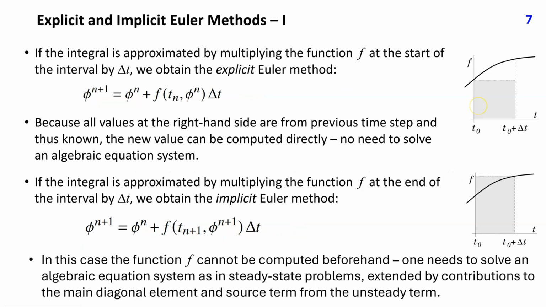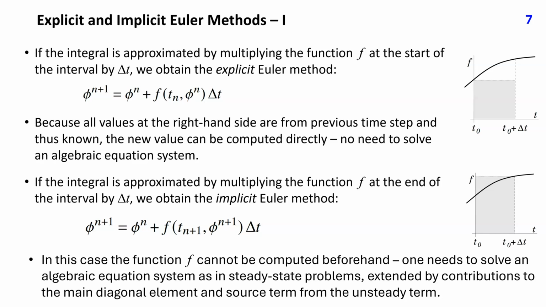If the integral is approximated by multiplying the function f at the start of the integration interval by the time step delta t, we obtain the explicit Euler method. The approach is illustrated in this figure. The integral of f over time step delta t is approximated by the gray area, whose height is the value of f at the old time level tn. Because all values on the right-hand side are from the previous time step and thus known, the new value can be computed directly. There is no need to solve an algebraic equation system.